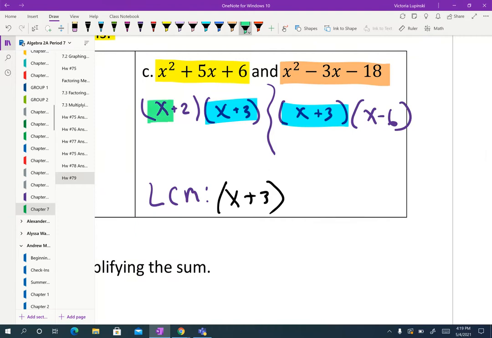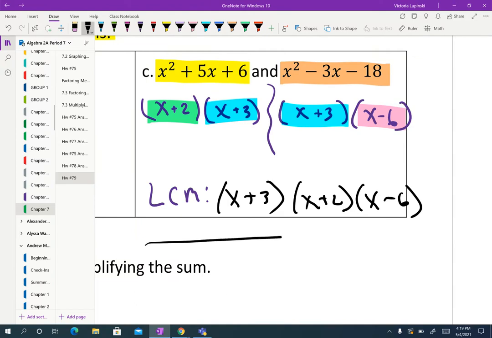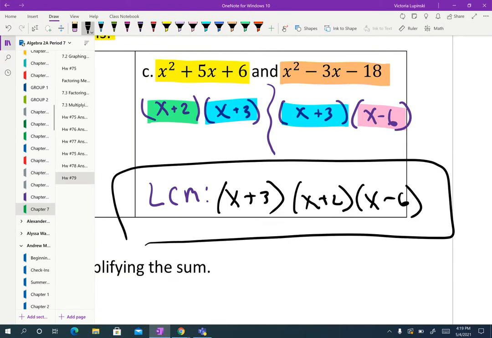If there are no other repeats, which in this case there are not, then you're going to need one of each of the others. So you're going to need an x plus 2, and you're going to need an x minus 6. So your final answer, your LCM, is these three things multiplied. And these two blues, you only need to have one copy in the multiple because one copy takes care of both.